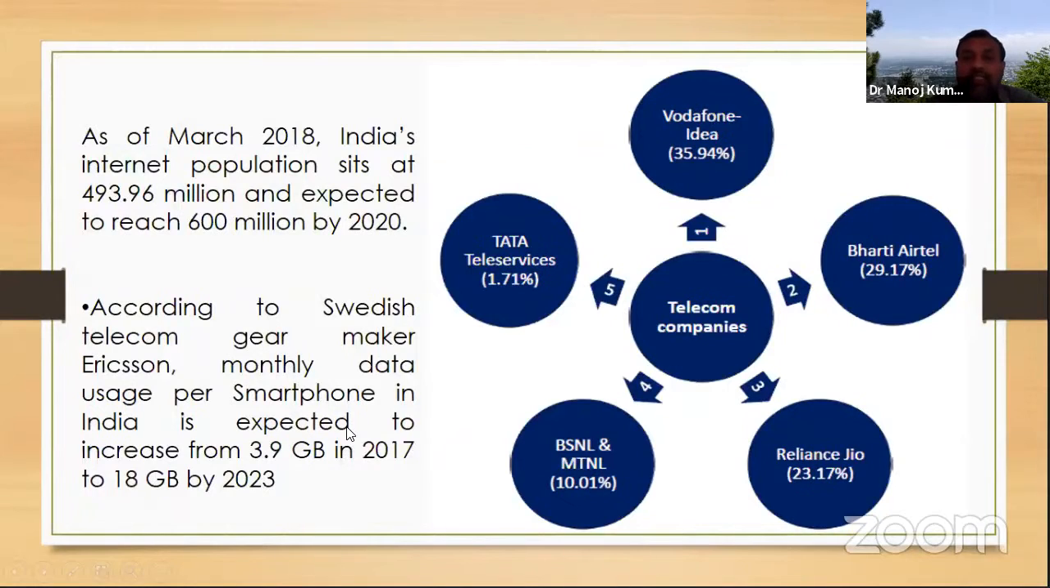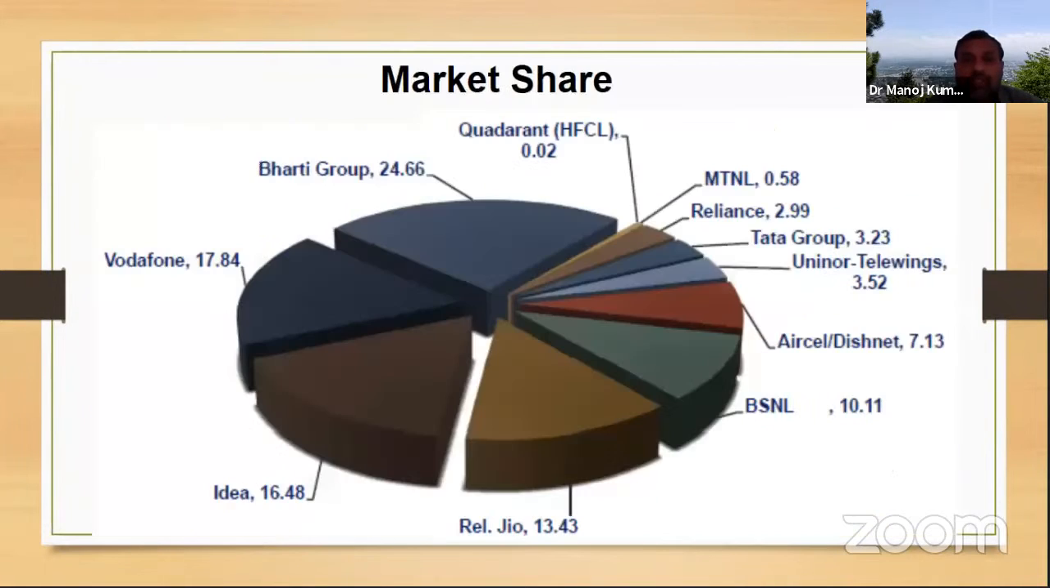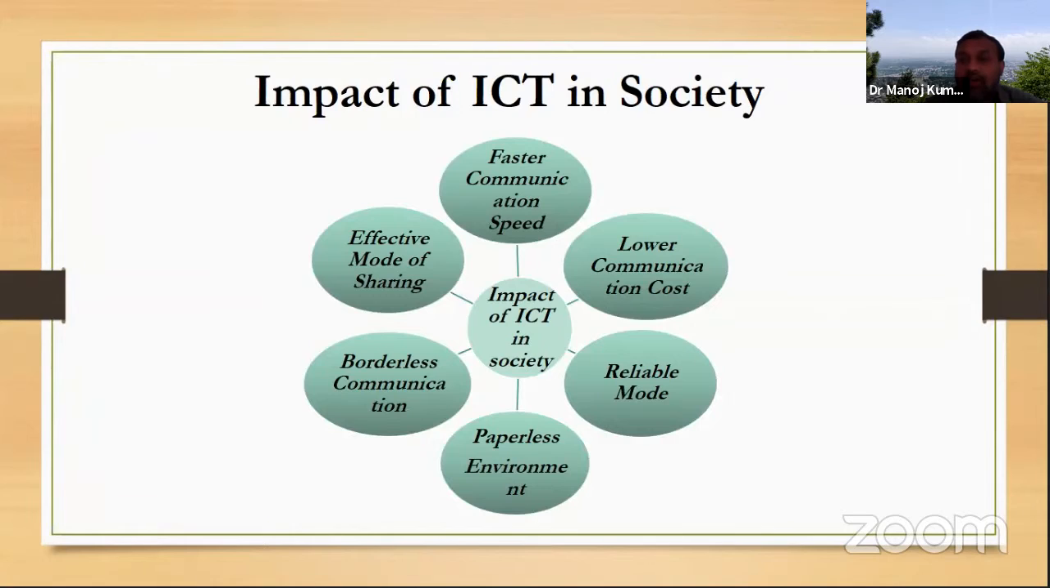And the rise in data is also increasing, and one Swedish telecom company has recorded that in India data utilization will grow from 3.9 GB in 2007 to 18 GB by 2023. So realizing that the usage of mobile internet data is increasing, we will have to put the necessary infrastructure in place to provide efficient use of it. So we'll look at how this all will impact the society.